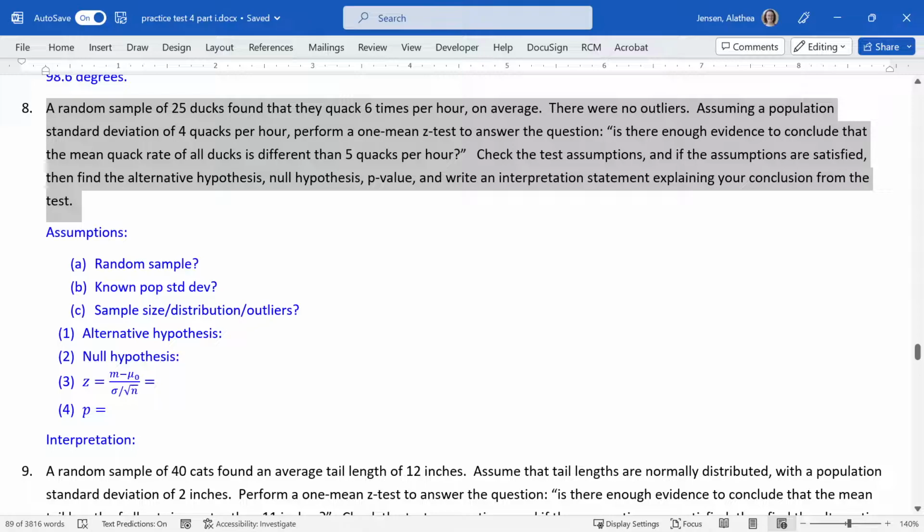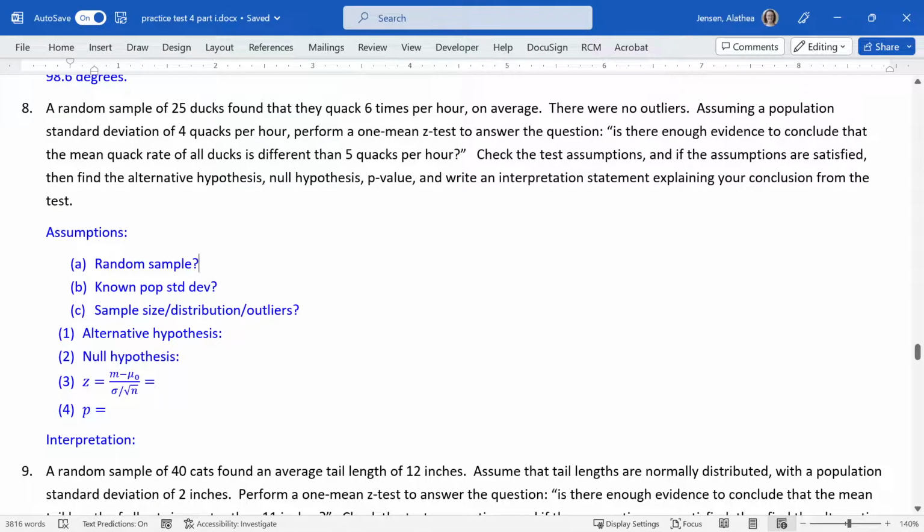First, we'll check the assumptions. Was it a random sample? It does say random sample, so yes. Do we know the population standard deviation? Let's see. It is told here that we should assume it's 4. So we'll go with yes.